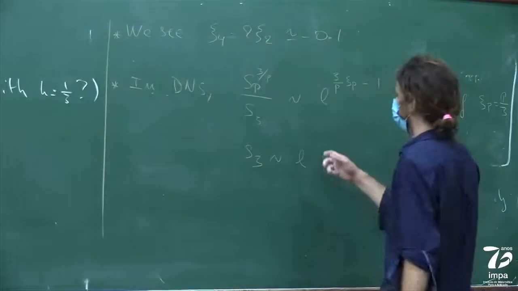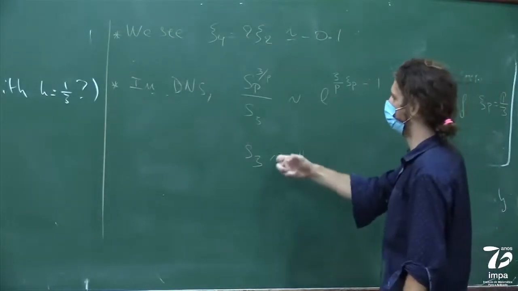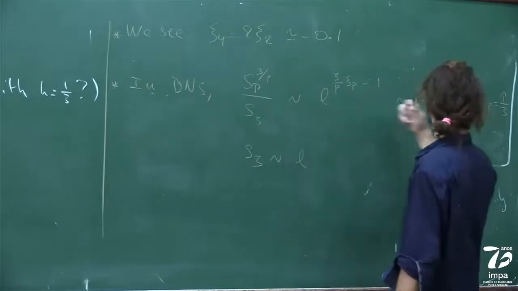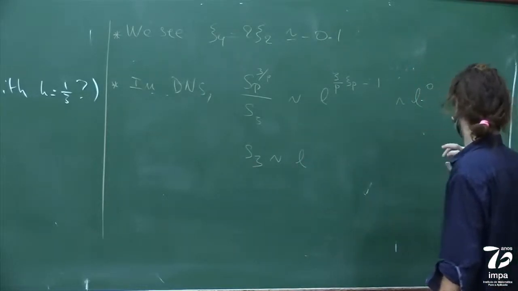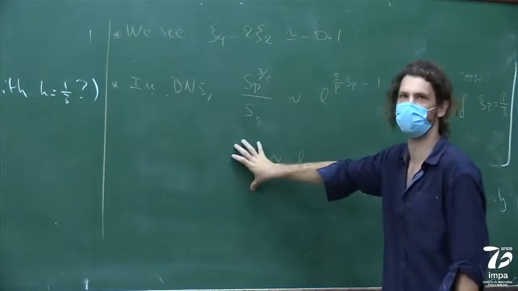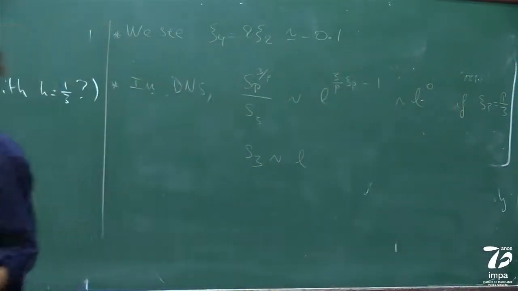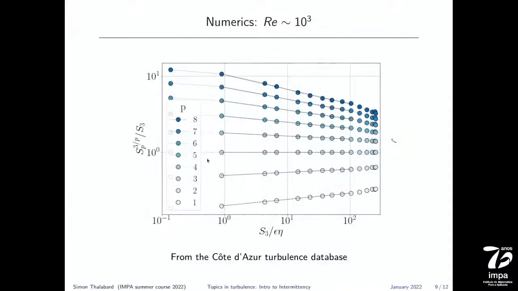Okay, so this scaling implies in particular that since S3 is scaling as L, if scaling variance is satisfied, then this ratio should be independent of S3. It should appear as a straight line in a log-log plot. And we see that this is the case only for P equal 3 here. But this is a straight line here, which is by construction a flat line. And for the scaling function for P smaller than 3, we see that the slope is increasing. And for P larger than 3, we see that the slope is decreasing.